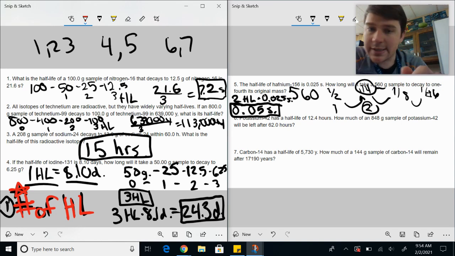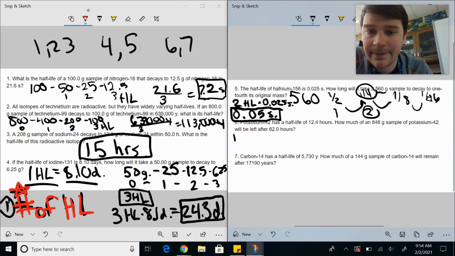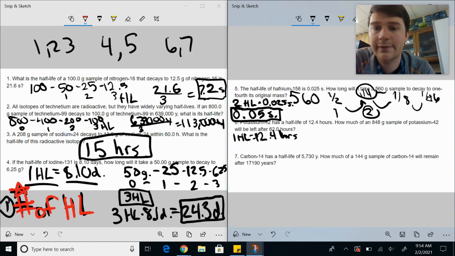So this one says potassium 42 has a half-life of 12.4 hours. I'm going to write that down right now. So 1 half-life equals 12.4 hours. Sorry, my pen is not cooperating very well today. So it says how much of an 848 gram sample of potassium 42 will be left after 62 hours.